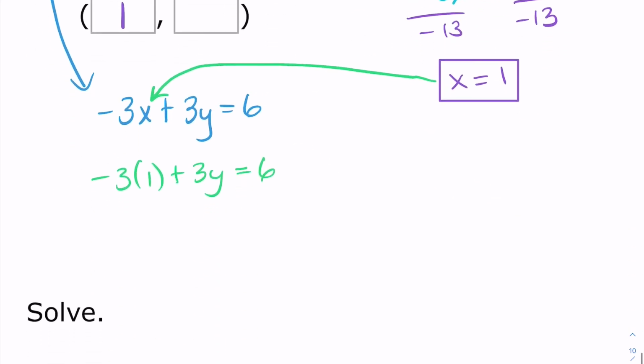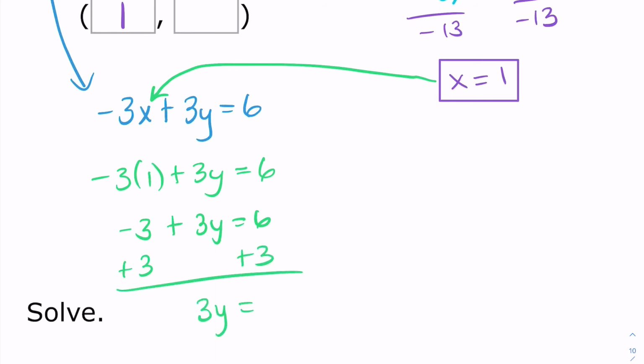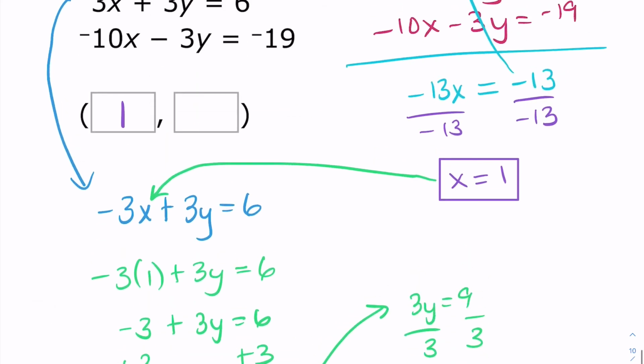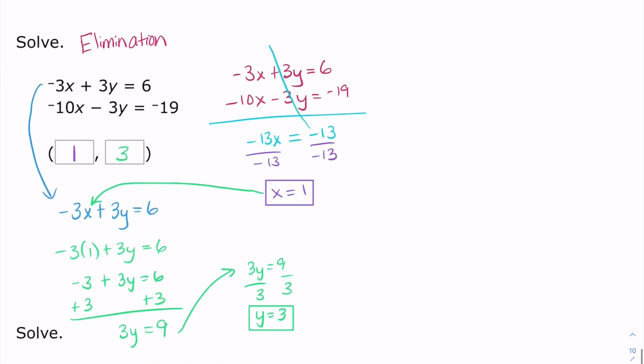So after substituting this in, I'm going to get negative 3 plus 3y equals 6. I'm going to add 3 to both sides, and I'm going to get 3y equals 9. And now 3y equals 9. I'm going to divide both sides by 3, and y equals 3. And so I now have the answer of my ordered pair, which is (1, 3). And that was elimination.